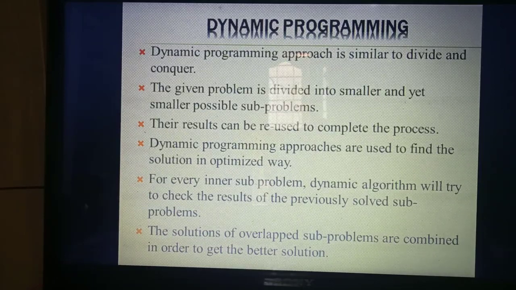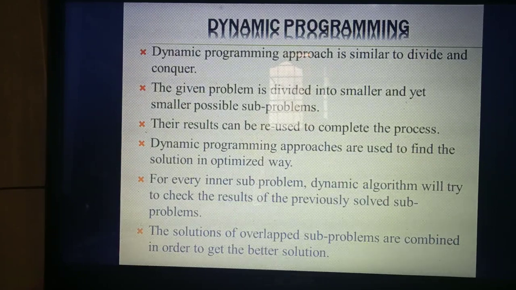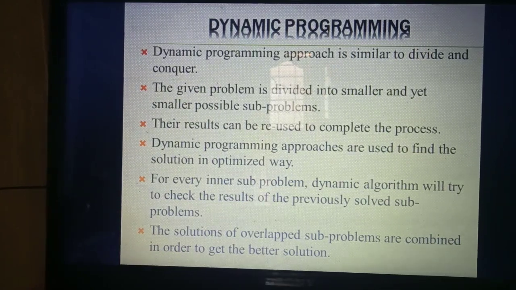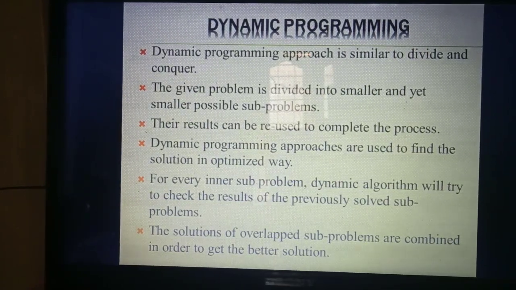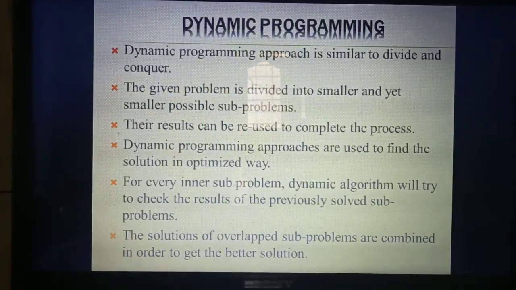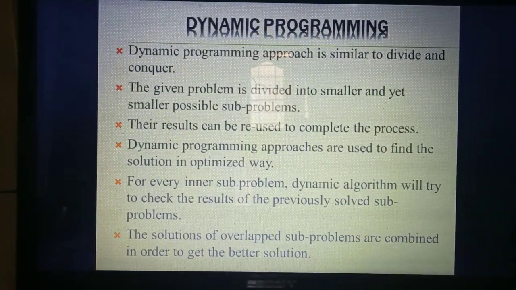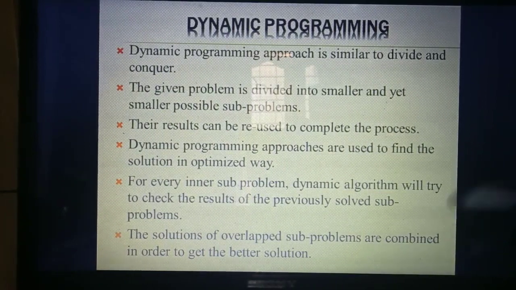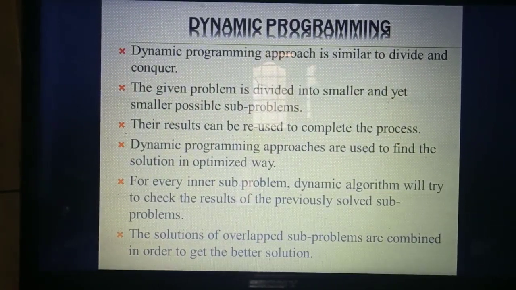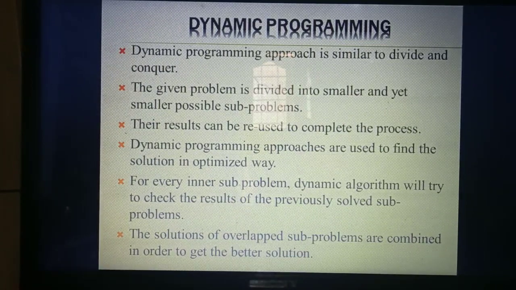So, why are we using this dynamic approach? This approach will give the result in an optimized way. For every inner sub-problem, you need to check the previously solved result. Isn't it? Then only you will get the correct result at the last. So if you want a better solution, you need to overlap all the problems you have already solved.